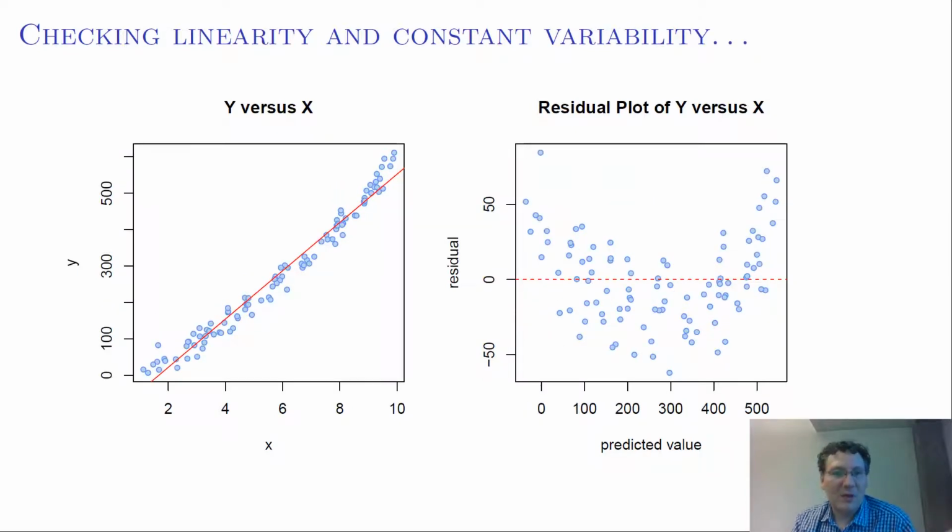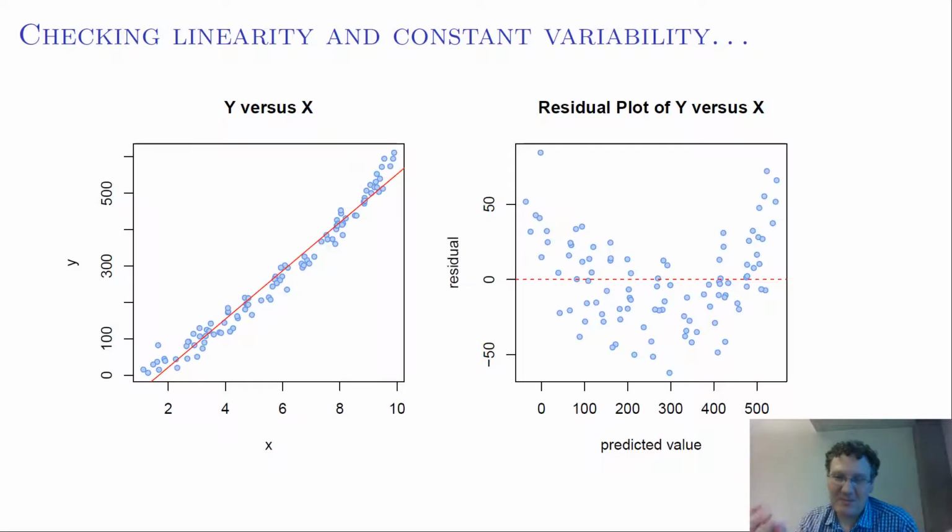Here's an example where linearity is violated. You can see in the scatter plot that the residuals tend to be above the line at the beginning and the end of the x values, and actually this is labeled incorrectly. It should be residual plot of y versus predicted value, which is going to look pretty much the same as versus x.